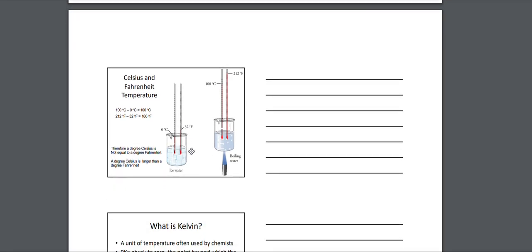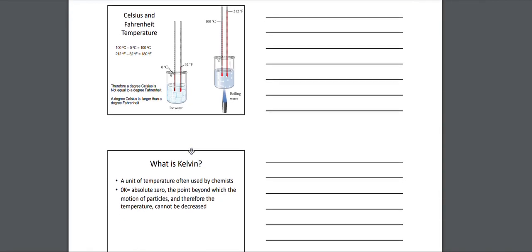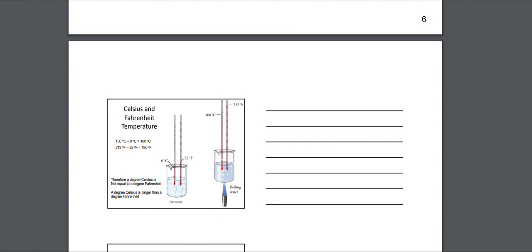When we try to measure the temperature of a specific medium, we use thermometers, but the units can be either Celsius or Fahrenheit. We also use Kelvin, and we'll talk about Kelvin shortly. But when it comes to Celsius and Fahrenheit, they are not the same.